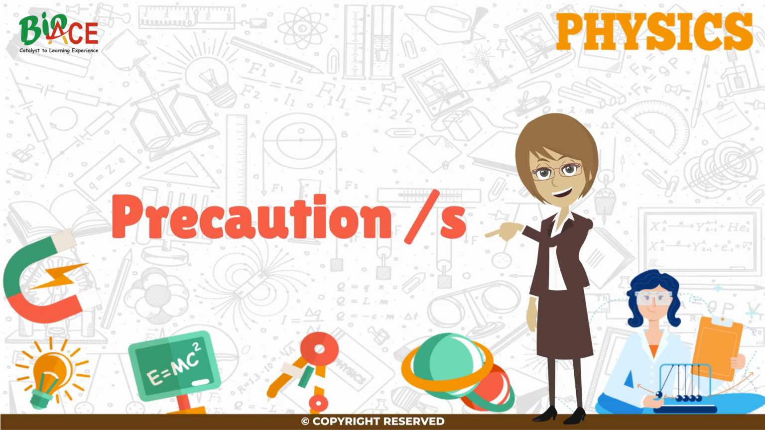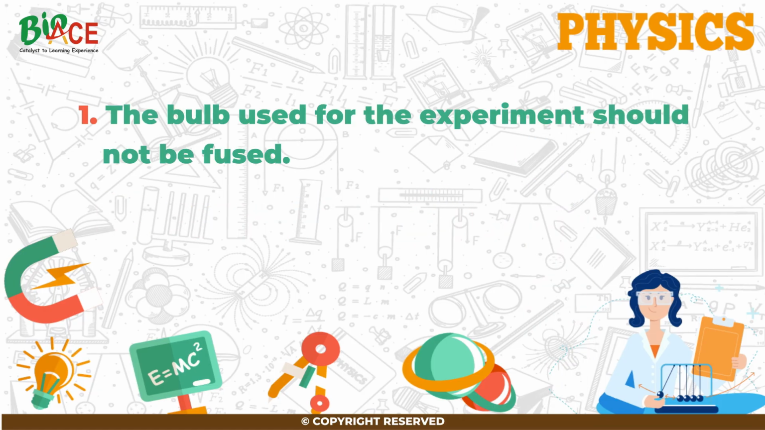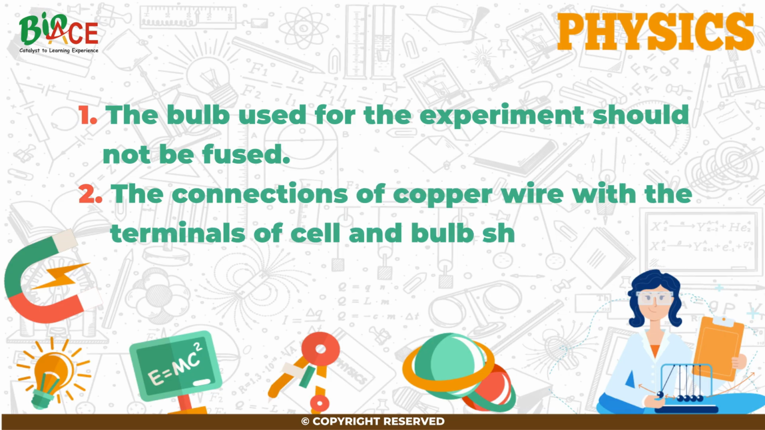Precaution. 1. The bulb used for the experiment should not be fused. 2. The connections of copper wire with the terminals of cell and bulb should be tight.